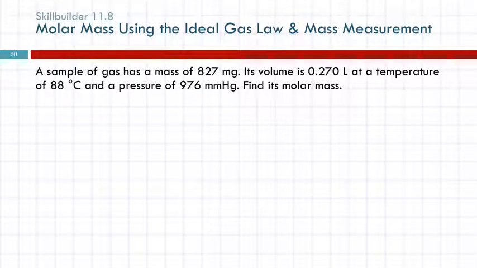Okay, a sample of gas has a mass of 827 milligrams. Its volume is 0.270 liters at a temperature of 88 degrees Celsius and a pressure of 976 millimeters of mercury. Find its molar mass.